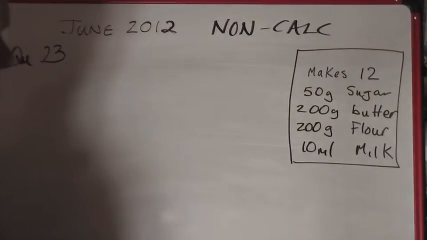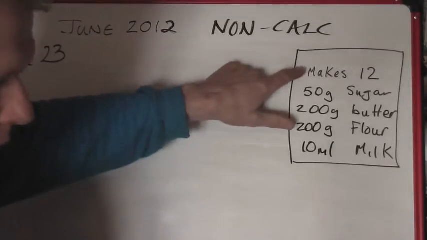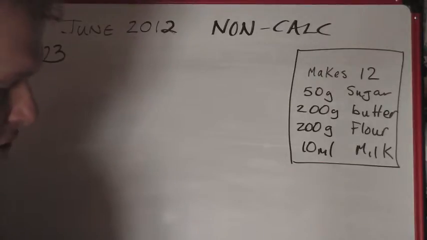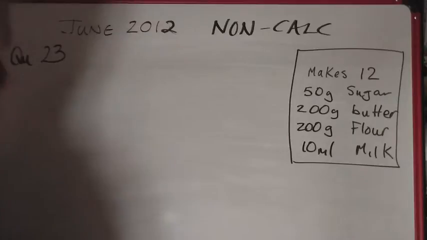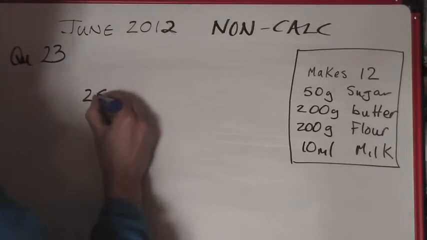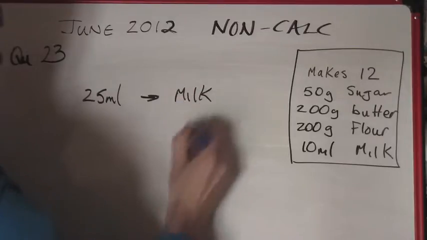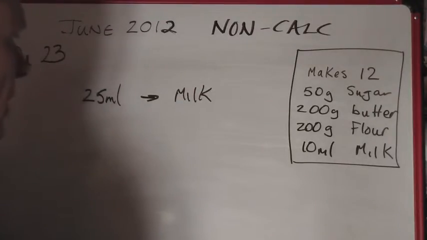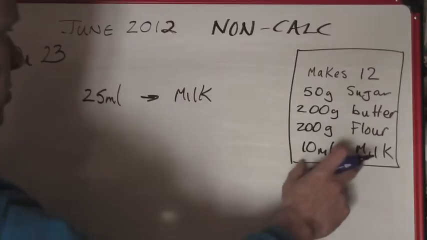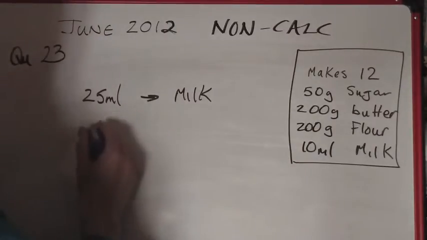Question 23 is about using this recipe to make some shortcakes. So we've got a list of ingredients there that will make 12. For part A it says Liz makes some of these shortcakes and she uses 25 mils of milk. Now you look at the recipe and we can see that if she'd used 10 mils of milk then she would have made 12, so she's used 25.